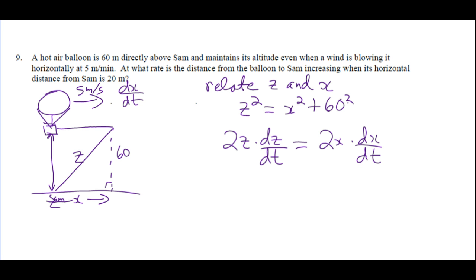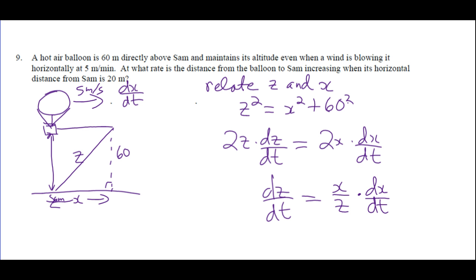So, what do we want? Well, we want dz by dt. How are we going to get that? We're going to divide both sides by 2z. That gives me 2x over 2z, which is just x over z times dx by dt. All right, now if we happen to know x and z and dx by dt, then life would be good, and we do actually know all of those. Oh, no, we don't quite, do we? What do we know? We know dx by dt, and we know x, but we don't know z.